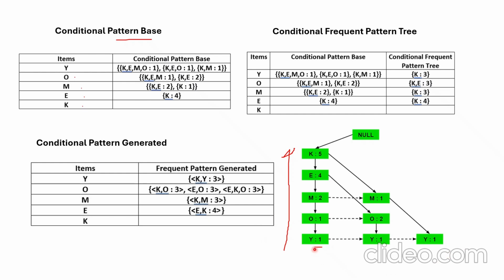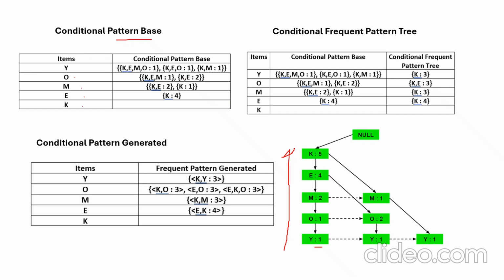Then let's take the item O. So what are all the paths that reach O? So let us see K, E and M. Okay, so O has the support count 1. So K, E, M, 1. And what are all the other paths for O? Yes, you have K, E, where the support count here for O is 2. So K, E, 2.